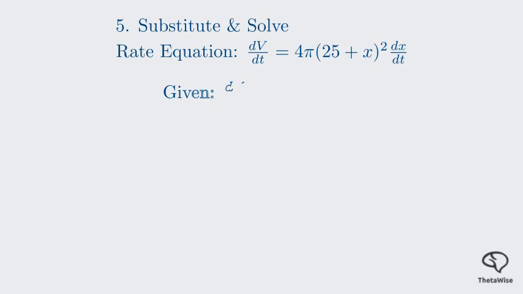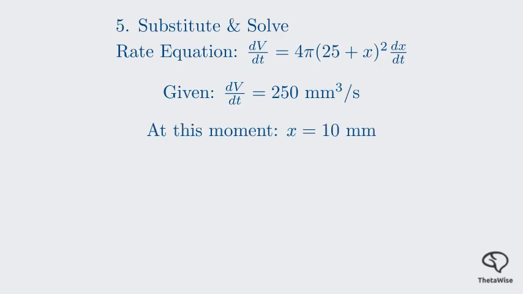We're now on the final step, step 5, substitution and solving. We have our rate equation. dV/dt equals 4 pi times 25 plus x squared times dx/dt. Now we substitute the known values from our problem statement. The rate of change of volume, dV/dt, is 250 cubic millimeters per second. We need to find the rate of change of thickness when the thickness x is 10 millimeters. Let's substitute these values into our equation. We get 250 equals 4 pi times 25 plus 10 squared times dx/dt.